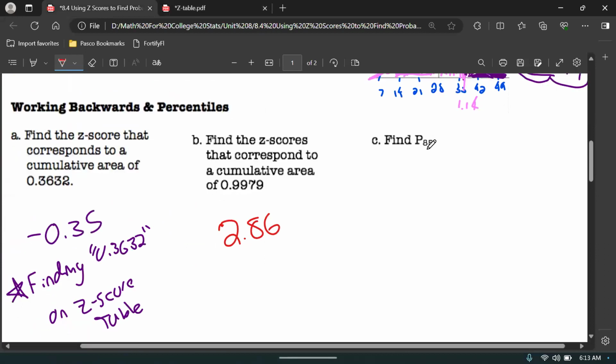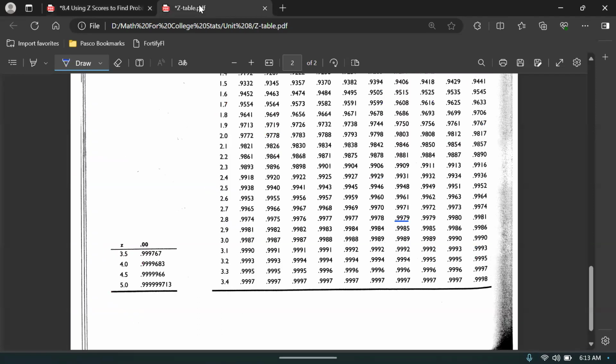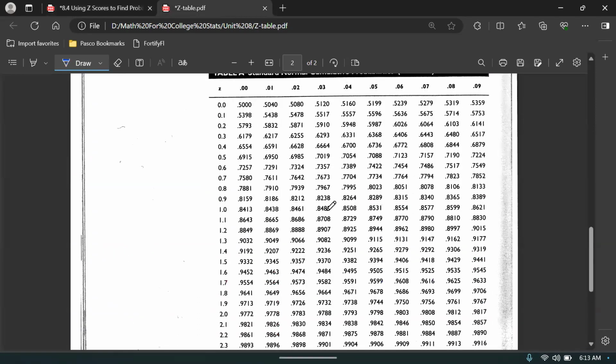And then find, I think this is 85, right? So find P85. That's the 85th percentile. So what that simply means is we're looking for not the z-score, but the probability of 0.85. P equals 0.85. So we're looking on the table for 0.85 and what z-score goes to that.